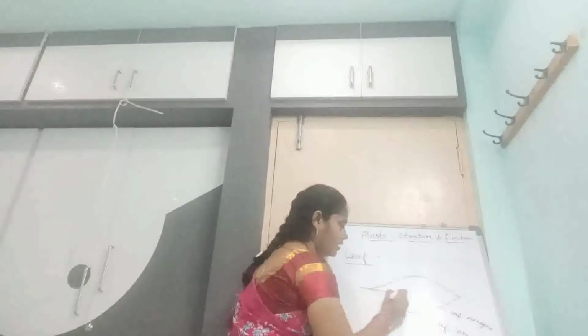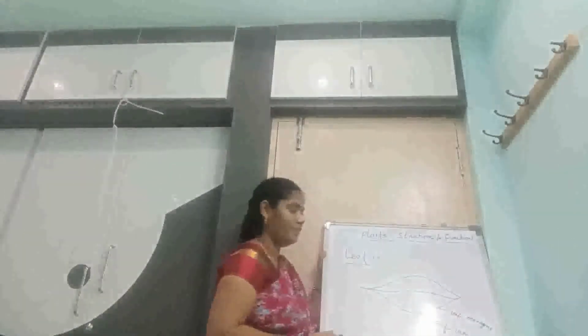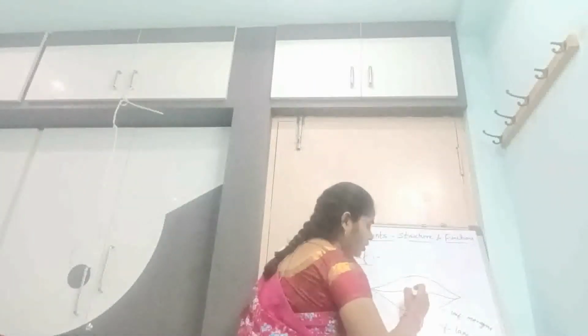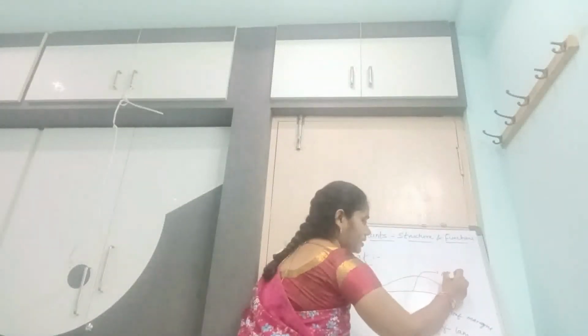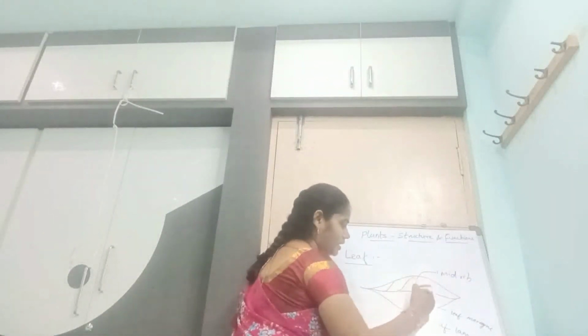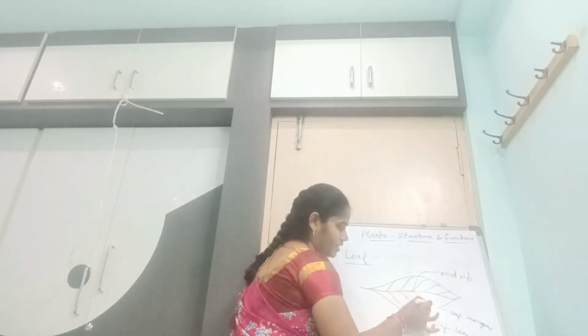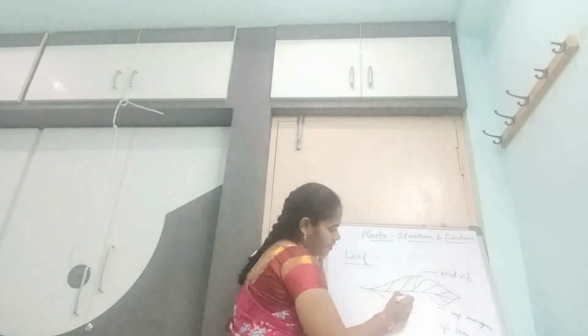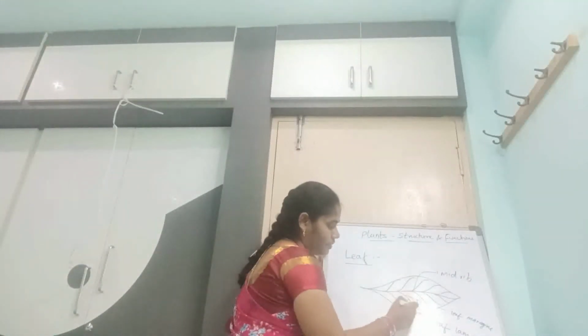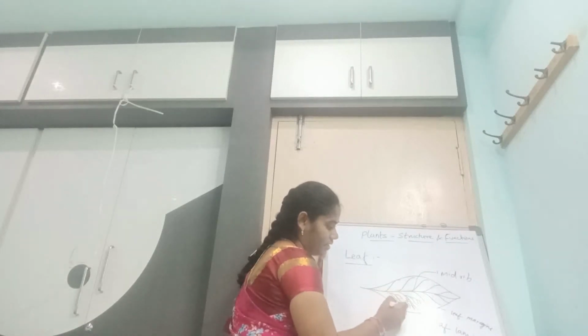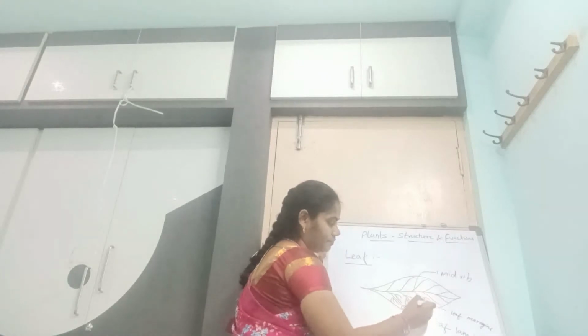At the center we have a big vein called the mid-vein or mid-rib. From the mid-rib, many lateral ribs arise. From them, some more branched veins are formed. Those are veinlets.